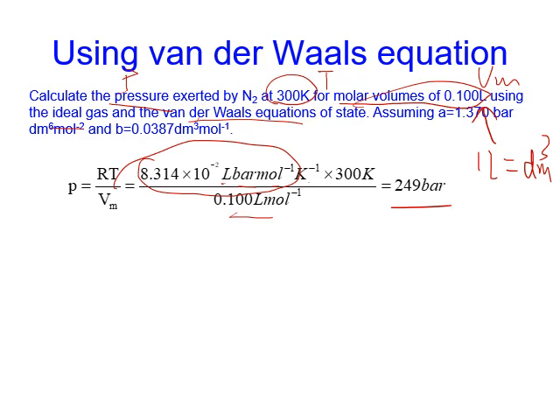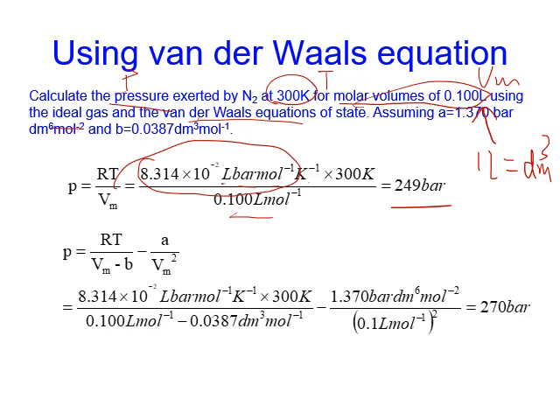All right. Now the Van der Waals equation. In this equation, A and B are given. Note that the unit is cubic decimeter, but that's the same as liter. And so plug in all the data. What we get should be 270 bar.